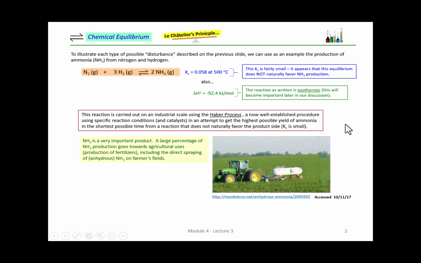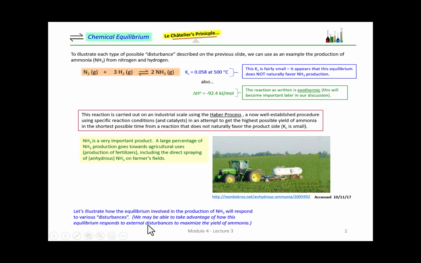Turns out that ammonia is a very, very important product. A large percentage of ammonia goes toward agricultural uses, the production of fertilizers, which includes the direct spraying of anhydrous ammonia on farmers' fields. You've probably seen that in Illinois.